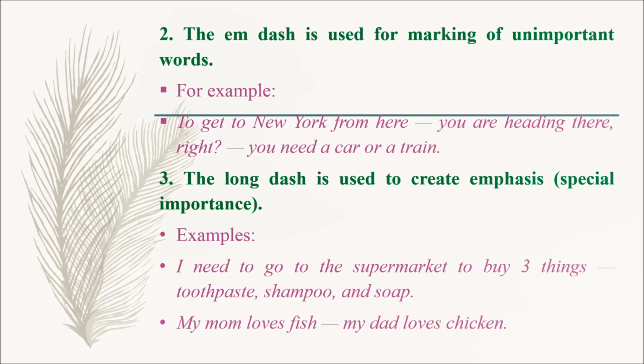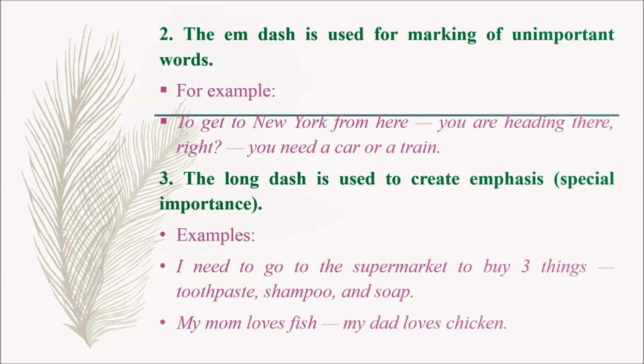The third one is, the long dash is used to create emphasis. Here, emphasis means special importance. Example sentences like: I need to go to the supermarket to buy 3 things: toothpaste, shampoo and soap. My mom loves fish. My dad loves chicken.